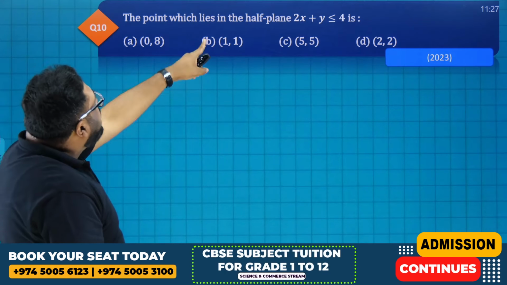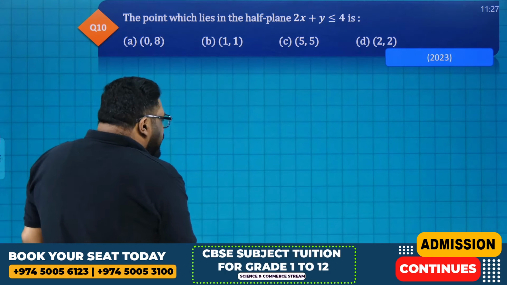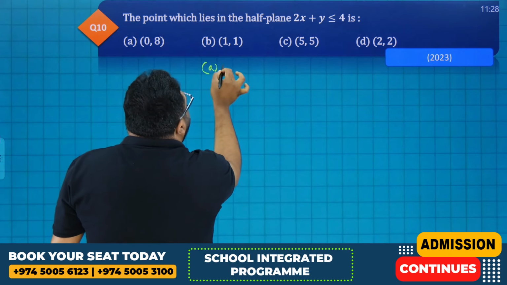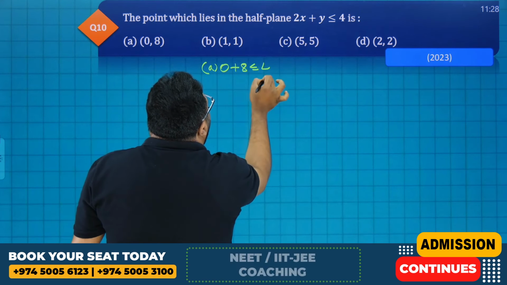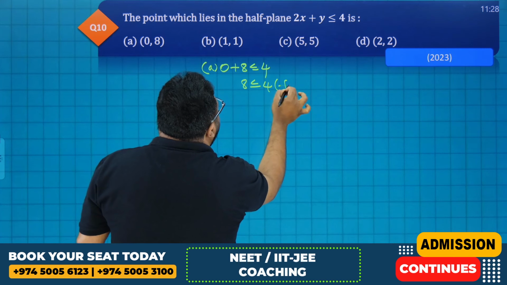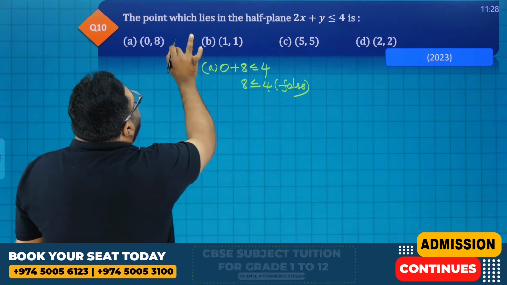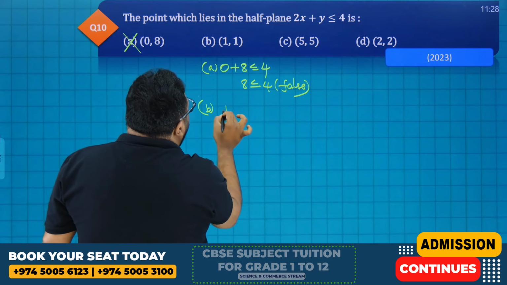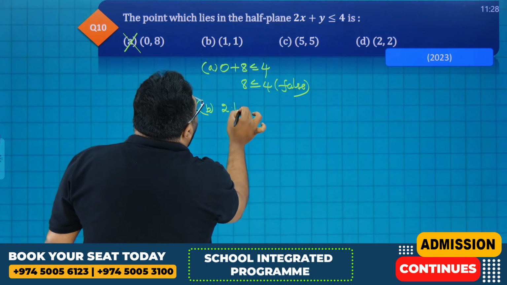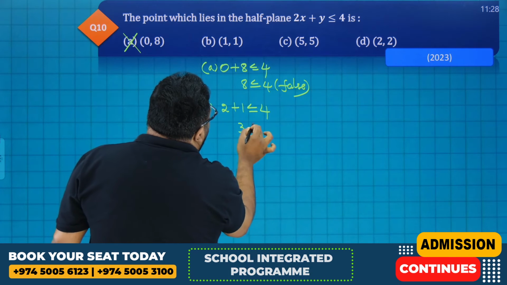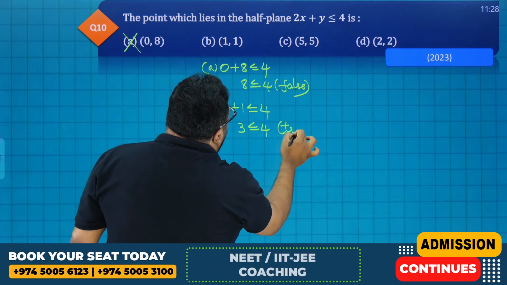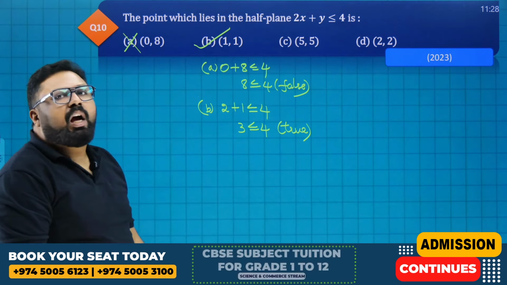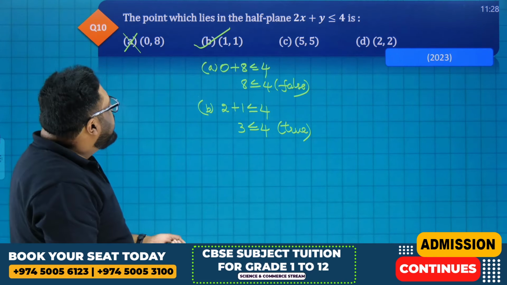Next question, my dears. The point which lies in the half plane. Again, substitute and check, my dears. Nothing else. Just substitute. Option A, 0, 8. 8 is less than or equal to 4 is false. So which point lies in the half plane? So this does not lie. 1, 1, option B. So 2 into 1 is 2 plus 1 less than or equal to 4. So 3 is less than or equal to 4 is true. So 1, 1 lies in the half plane. Other points do not. Okay, very easy answer.